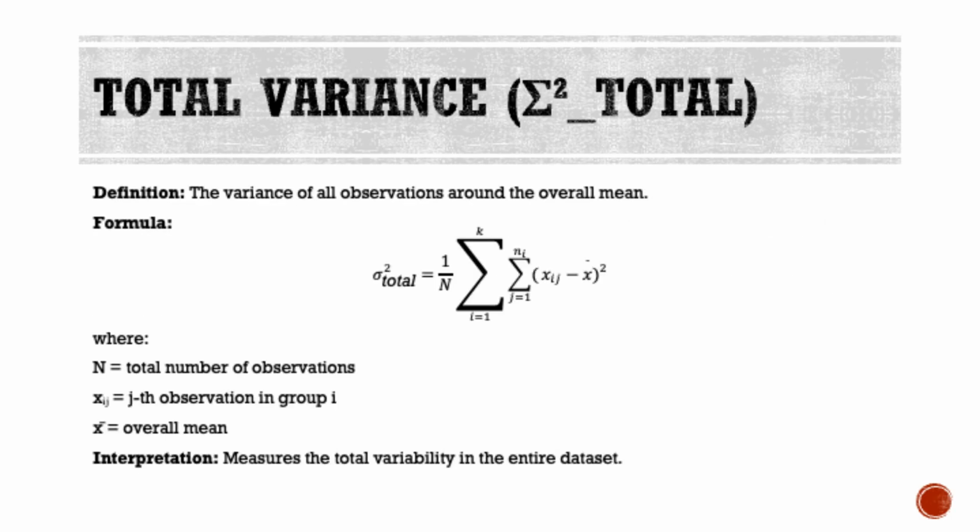Total variance, denoted sigma squared total, measures the variability of all observations around the overall mean. The formula is the sum over all groups and all observations of the squared deviation from the overall mean, divided by the total number of observations. Here, x sub ij is the jth observation in group i, and x bar is the overall mean. This is the total variability present in the entire dataset. It tells us how spread out all the data points are, regardless of which group they belong to.